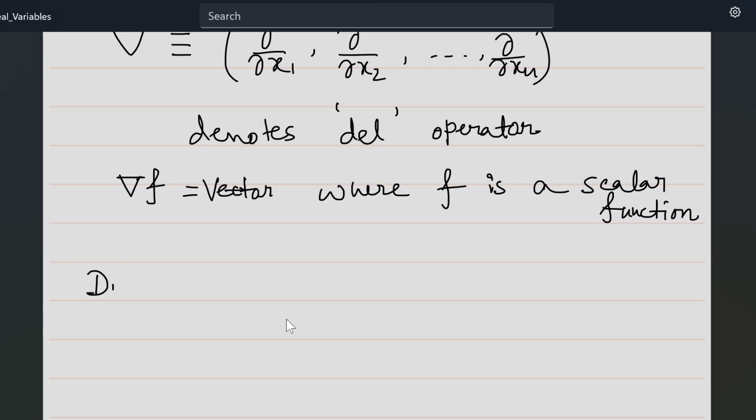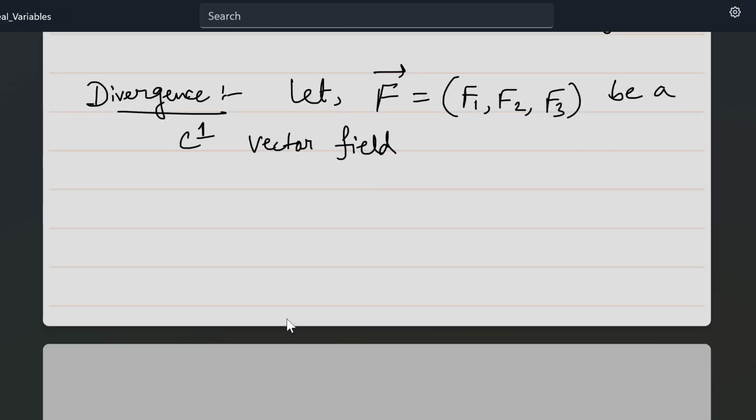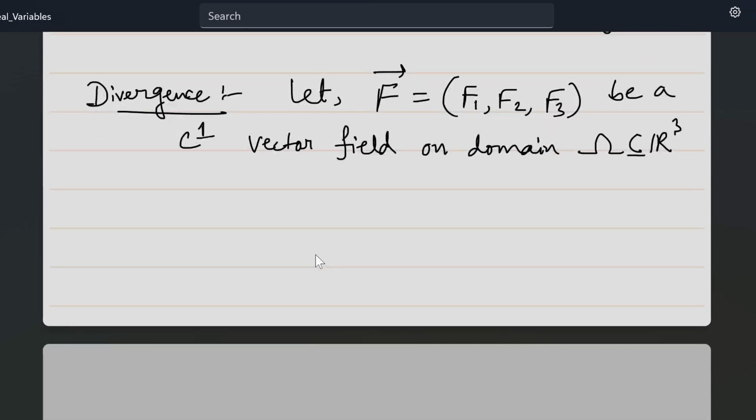Divergence means, let F be a vector with components F1, F2, F3, a C1 function. C1 vector field, not a function. Vector field means it has both magnitude and direction. So F1, F2, F3 are its components, a C1 vector field on some domain omega, which is a subset of R3. Then what is divergence of F?